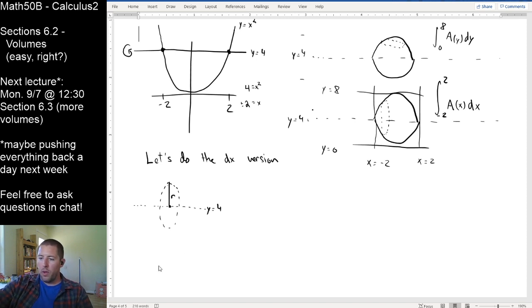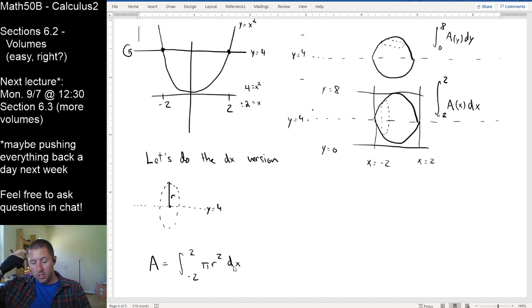So we know that we want our area to look like the integral from -2 to 2 of A of x dx. We are still going to use pi r squared dx. Our goal is just to get r in terms of x once again, because we want to accumulate these areas in the x dimension. So let's just stop and be very careful with this one.